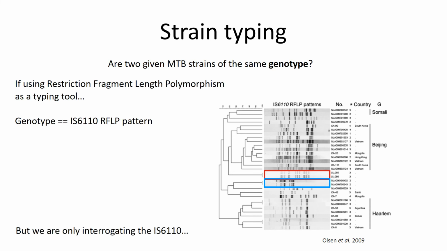Of course, the problem by using this method is that we are only interrogating the IS6110. So our definition of genotype is not based on all the information that the genome actually can provide us, but only a small portion that corresponds to this insertion sequence.